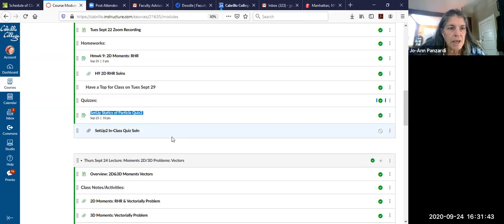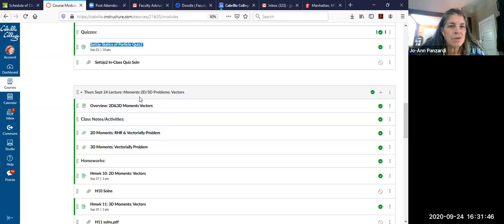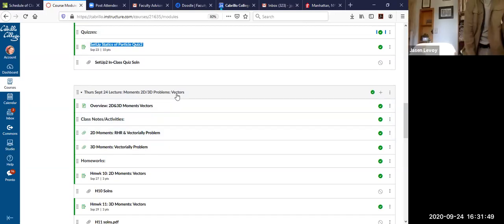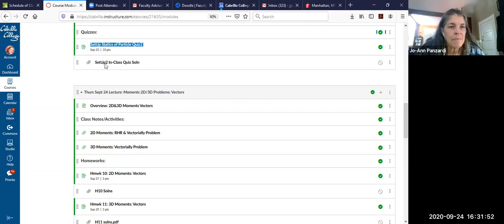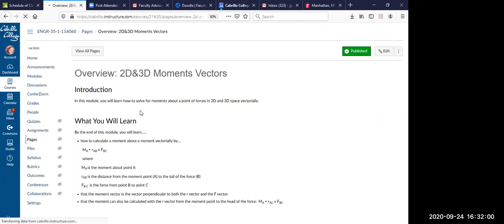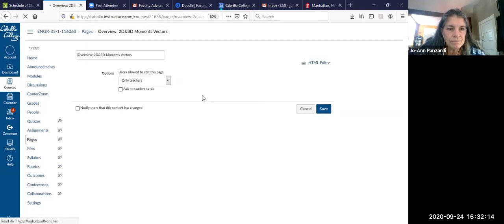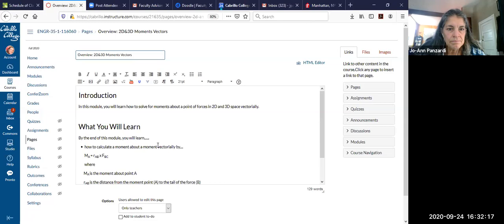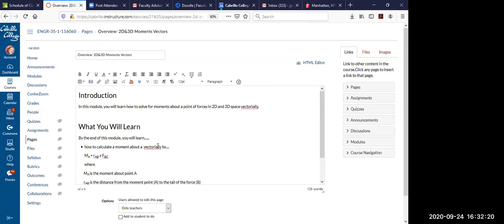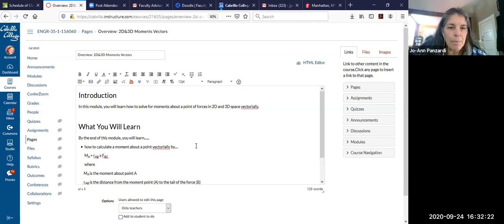Okay. Today's lecture is on moments in 2D and 3D space using vectors. And you'll notice there's an overview here, which says, by the end of this module, you'll know how to calculate a moment about a point vectorially.